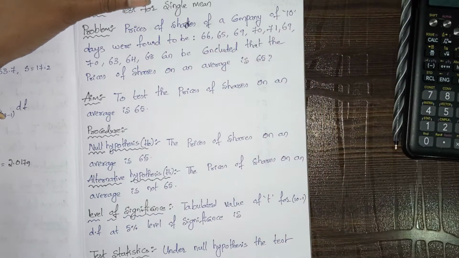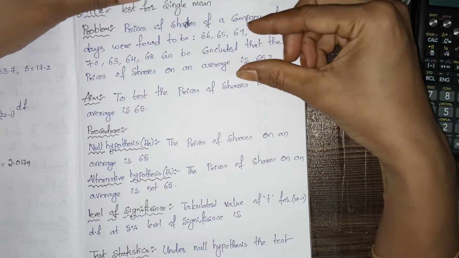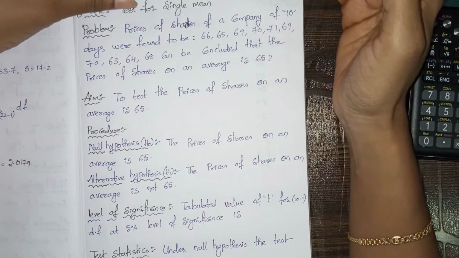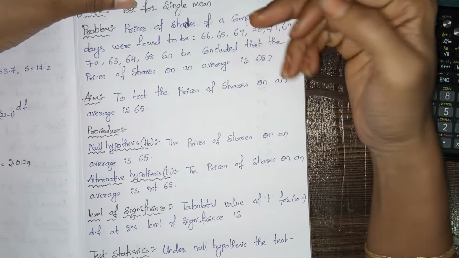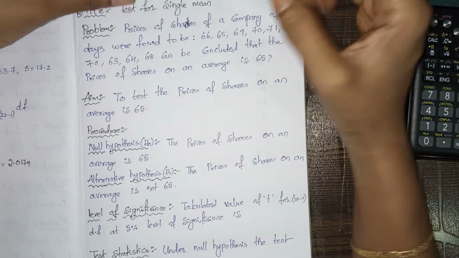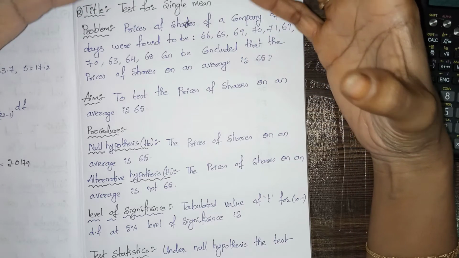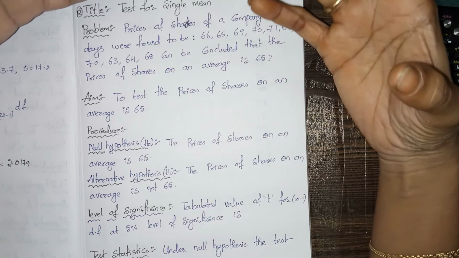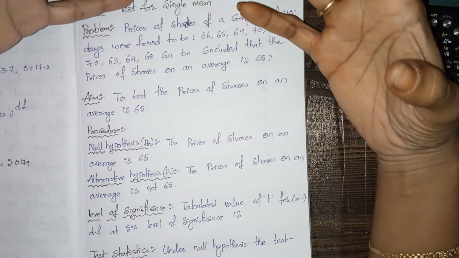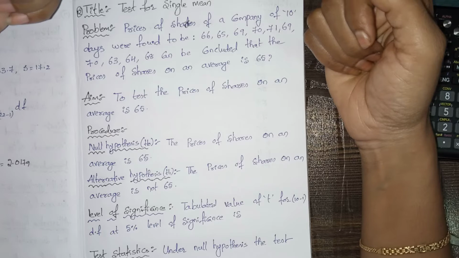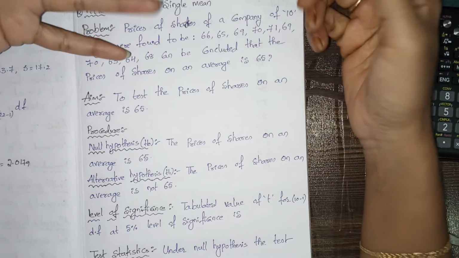So what they gave is 10 days of a company's share prices, and finally what they concluded is that on an average every day the price of shares is 65. So they are asking us to find out whether this average is correct or not.